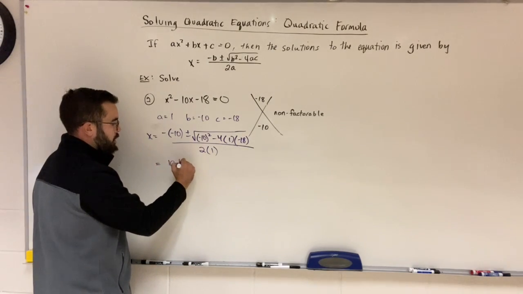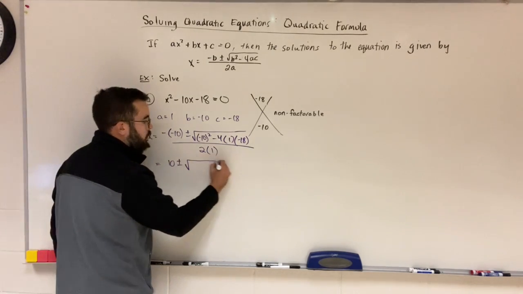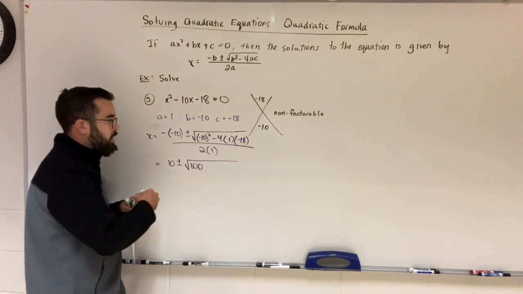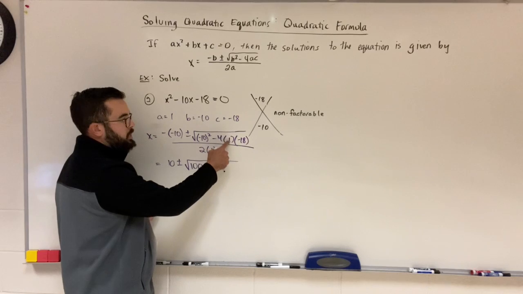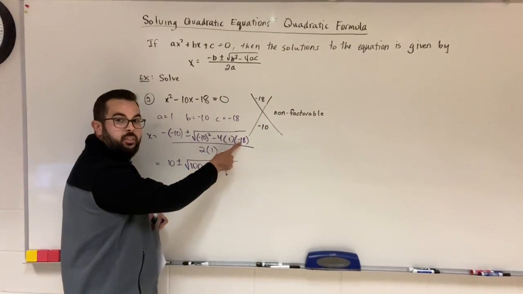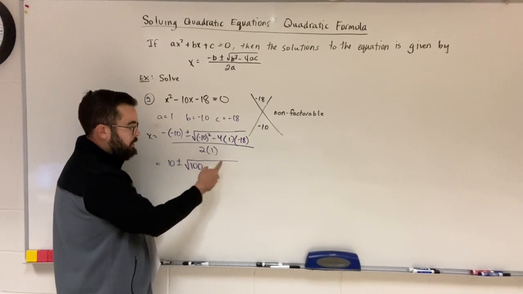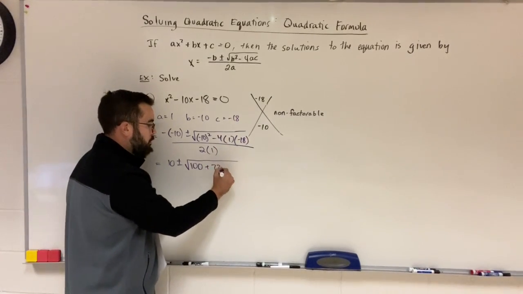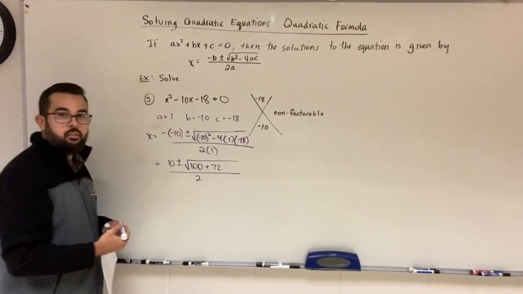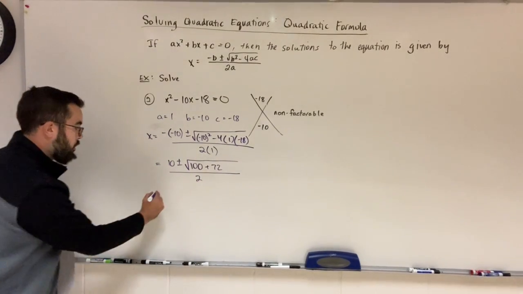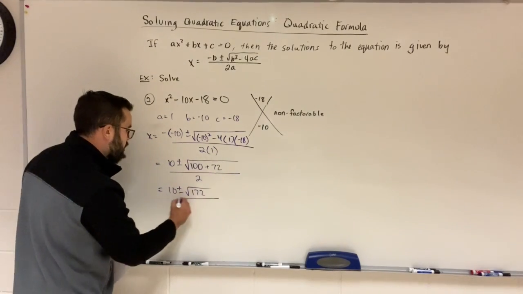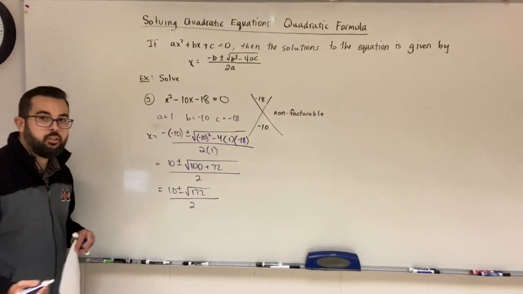So we have 10 plus or minus the square root of 100. Then we have minus 4 times 1 times negative 18 is negative 72, but we have minus. A negative 72 would make this a plus 72, all over 2. All right, continuing to simplify, we have 10 plus or minus the square root of 172 over 2.